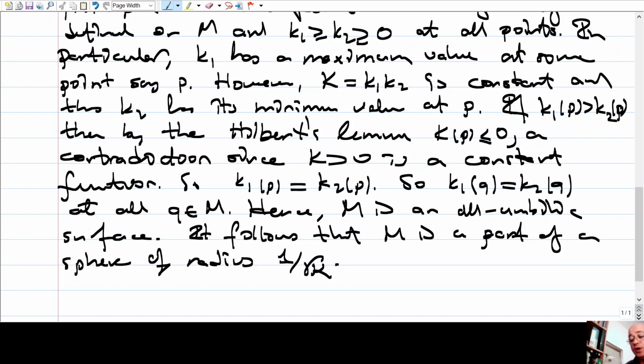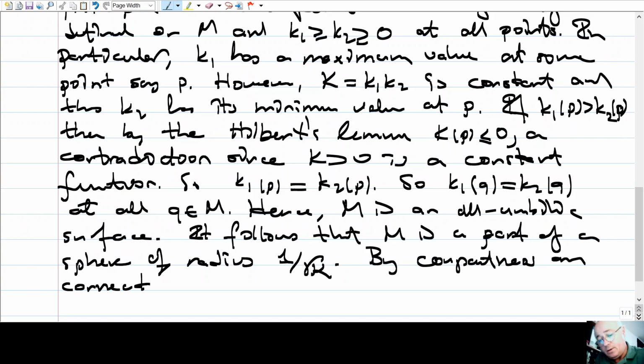However, M is a compact surface without boundary, and it's a subset of a sphere, which is also compact. Therefore, M should be equal to the sphere by compactness and connectedness of M. M is equal to the sphere.